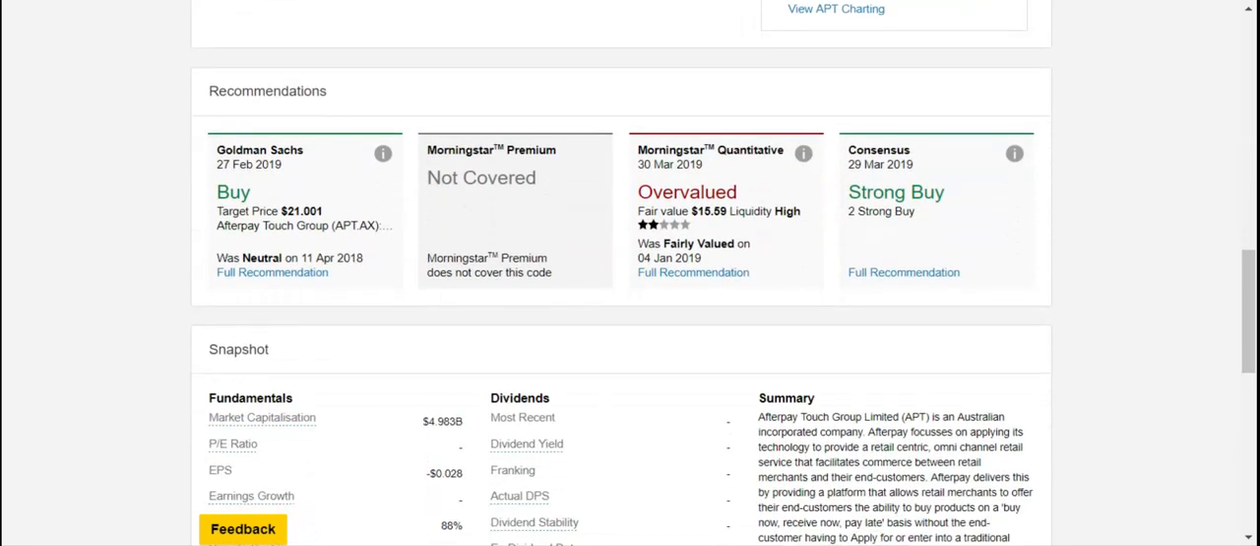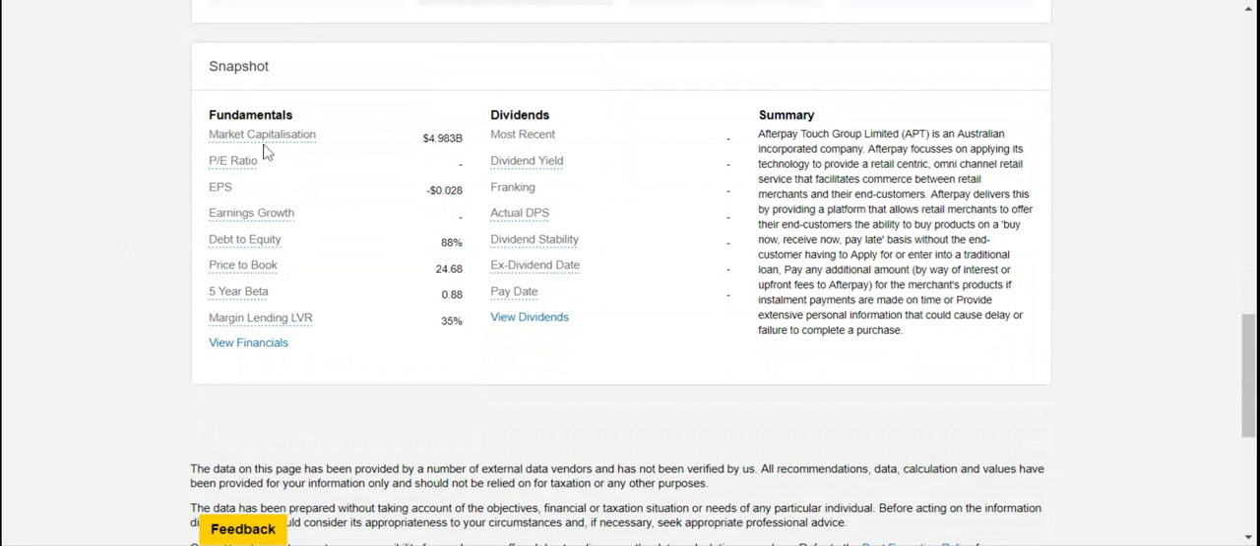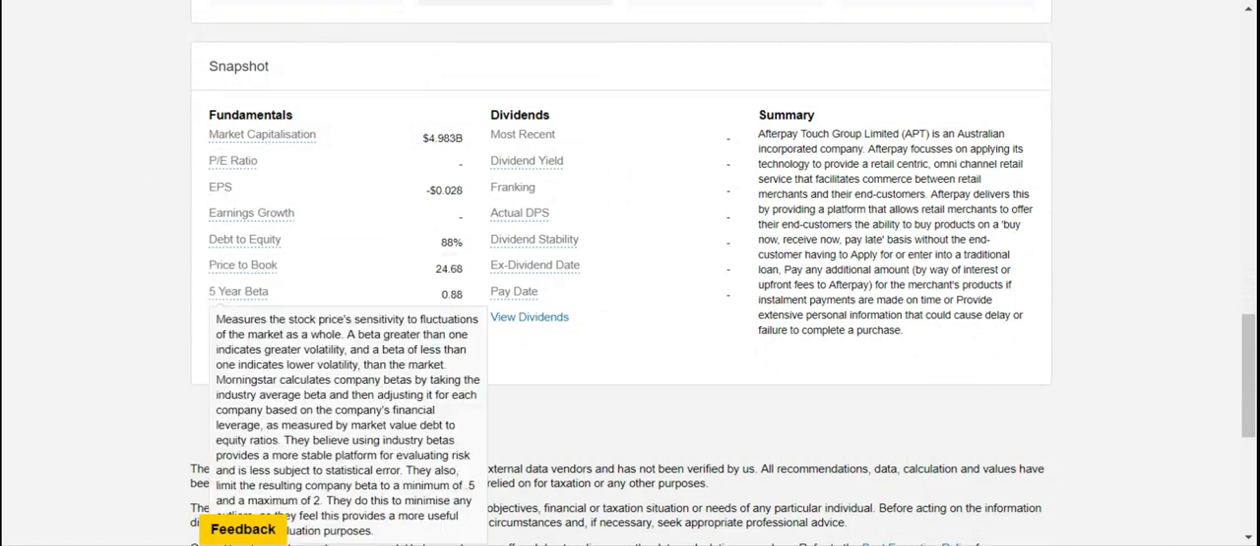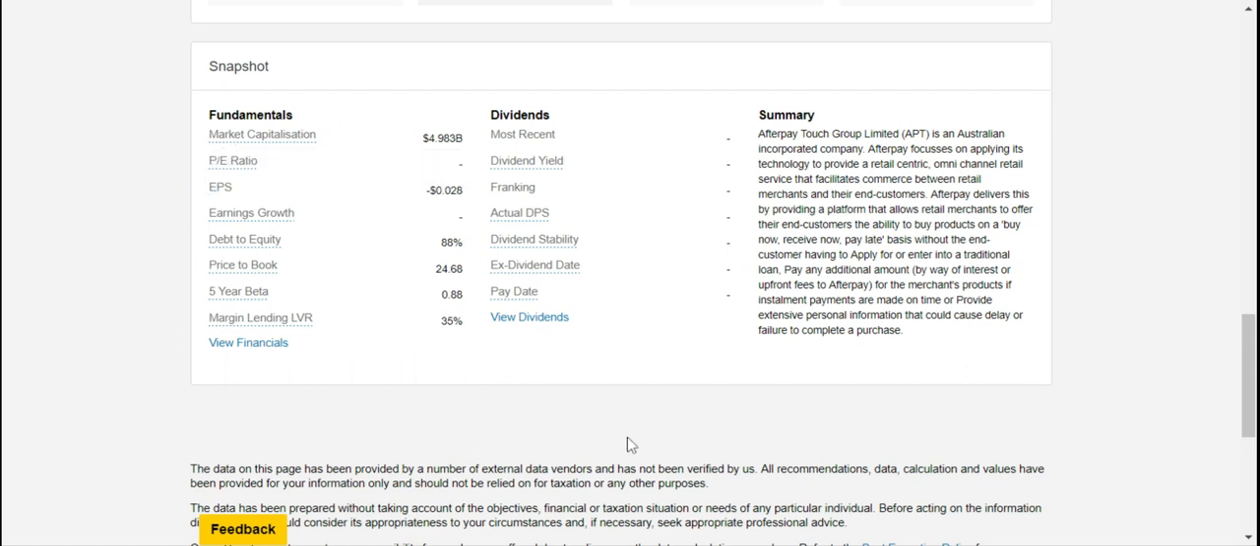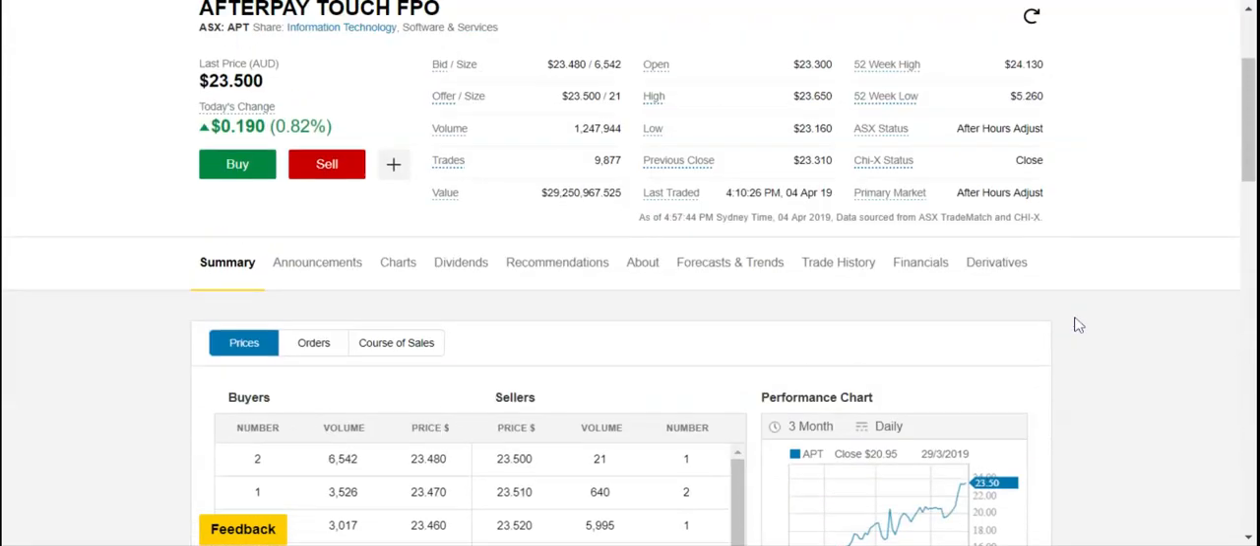Recommendations, you can sort of see what some of the bigger houses are suggesting for the share. Again, there's a little bit of snapshot data, market cap, PE ratio doesn't have it. Some of the fundamental type data through here. I always do like having a quick look at the summary. I'd probably prefer if this was a little bit higher on the page, because I do like to always have a read of what the company is and what it does that I'm looking at. So that's just a very quick overview of the summary page.